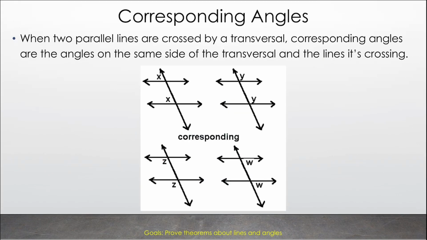Corresponding angles. When two parallel lines are crossed by a transversal, corresponding angles are the angles on the same side of the transversal and the lines it's crossing. So if we notice up here, my upper left of each of those parallel lines cut by that transversal. Because these lines are parallel to one another and I have the same angle being cut with this transversal, it's going to create the same angle. And that'll happen for all four positions.